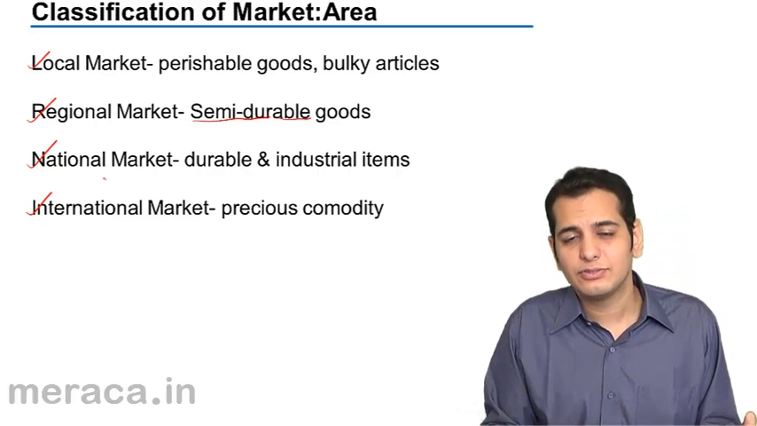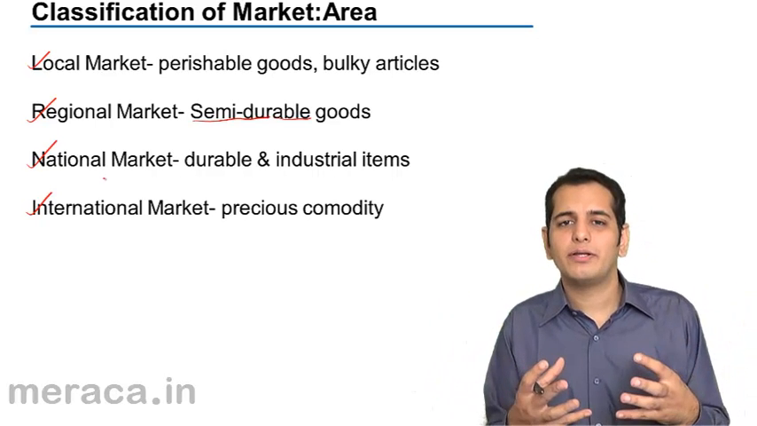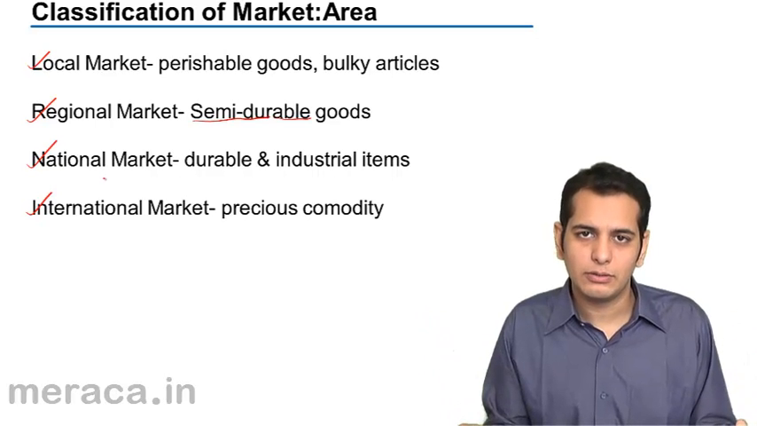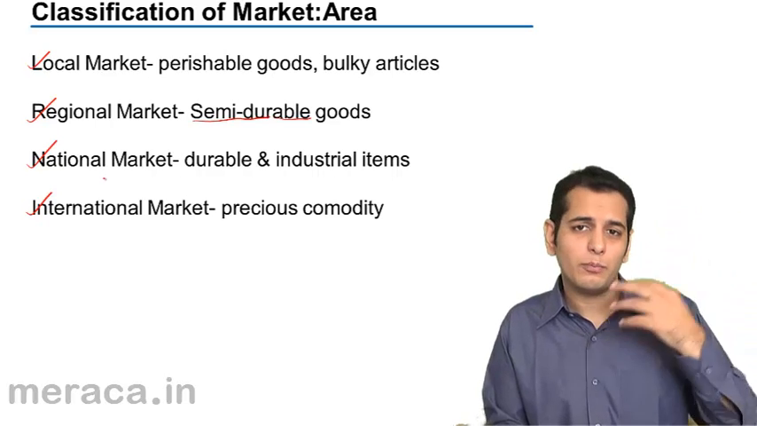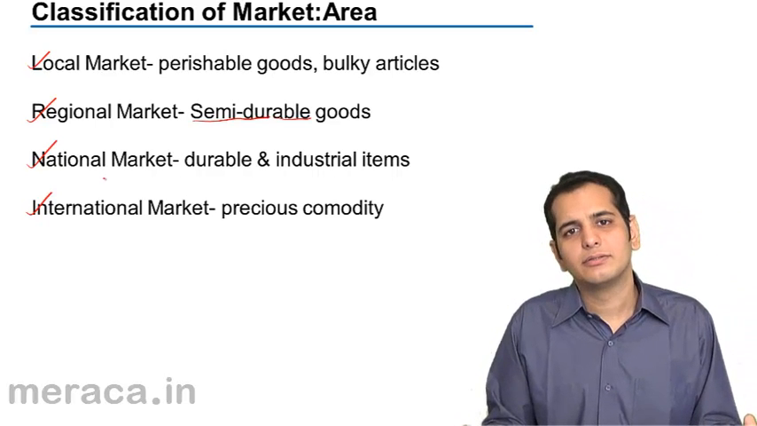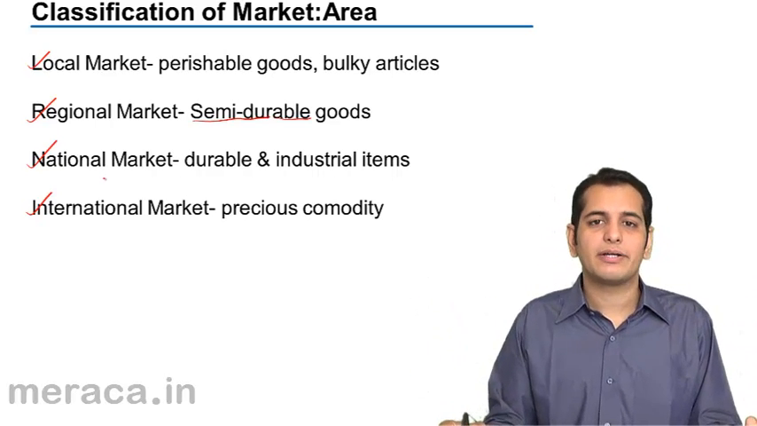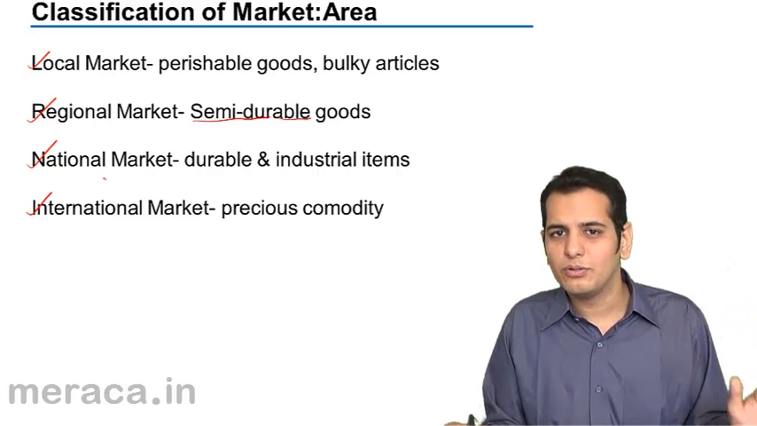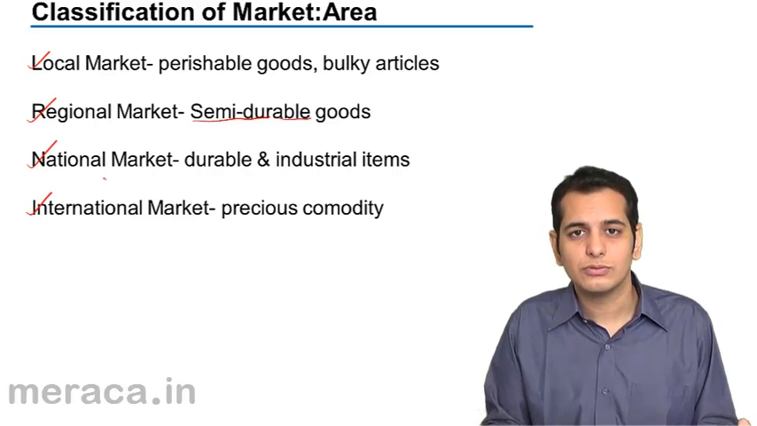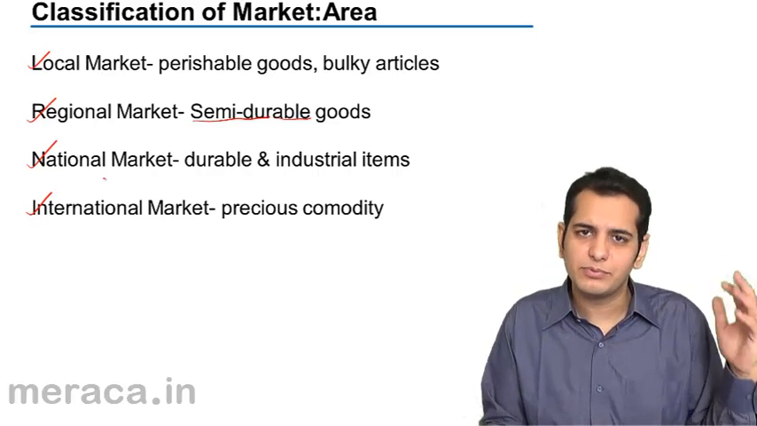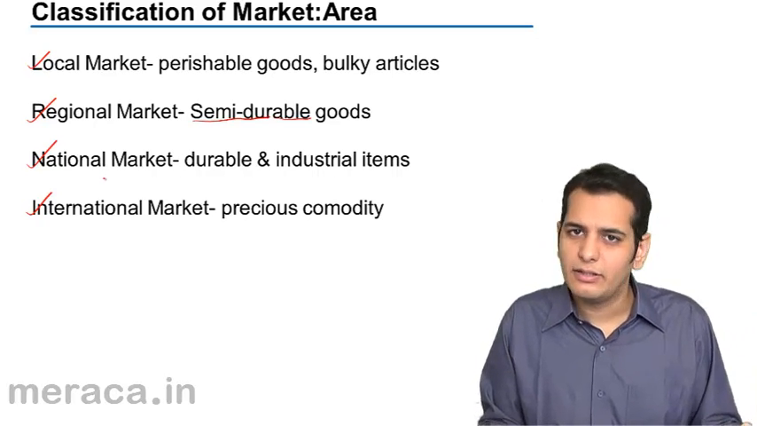Third, we have national markets. What are national markets? National market means a market wherein the whole country is covered. Goods which have a national market, you can get those goods from anywhere in the country. There's a national market for it. There are a lot of goods which have national market. Generally, the durable goods. For example, the goods like cell phones. They have a national market. You can get a Samsung phone anywhere in the country. You can get a LG TV anywhere in the country.